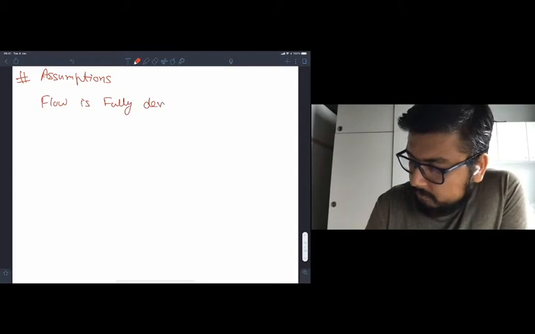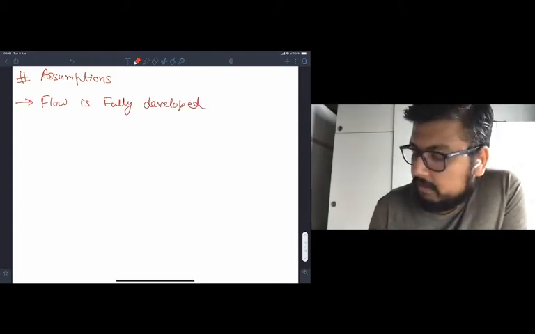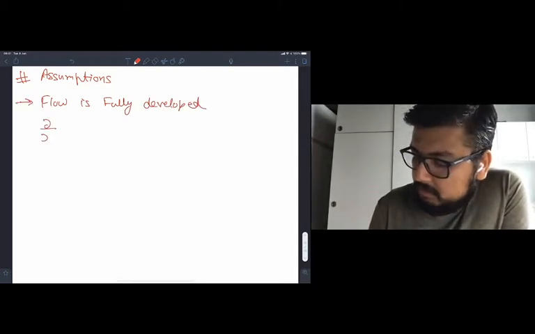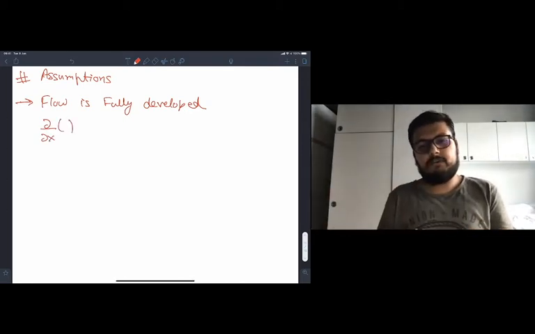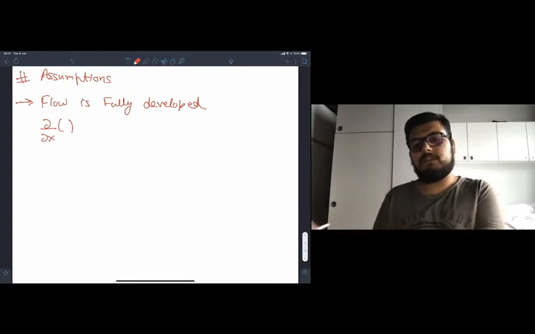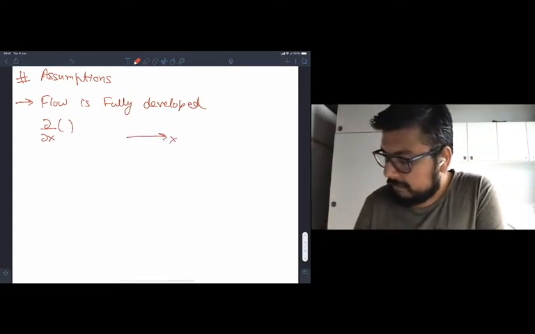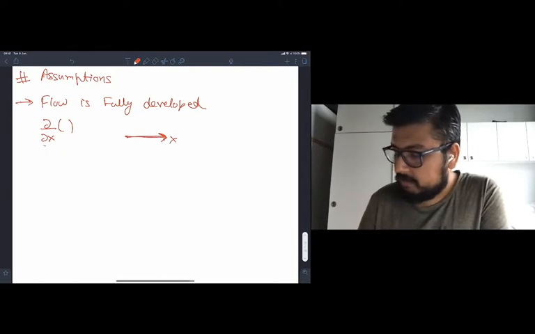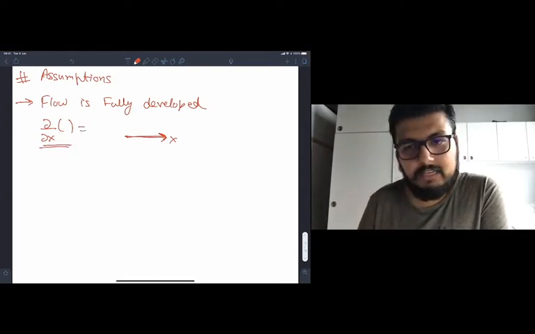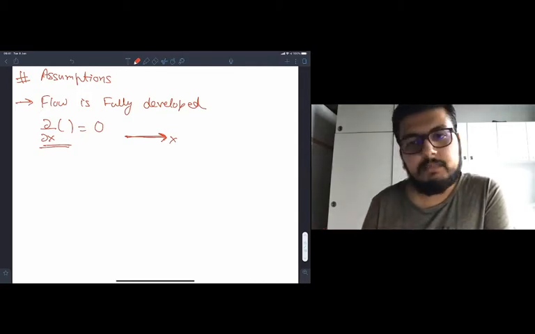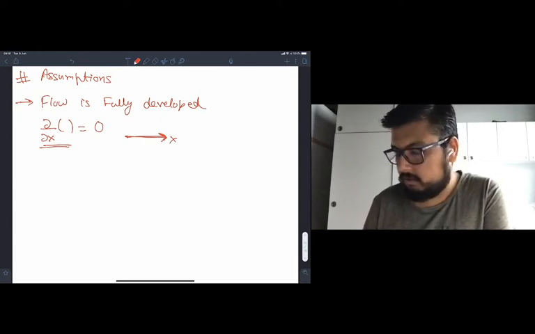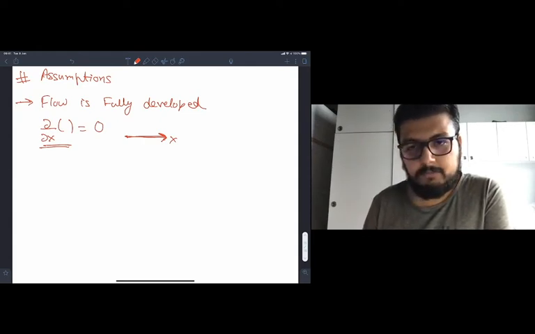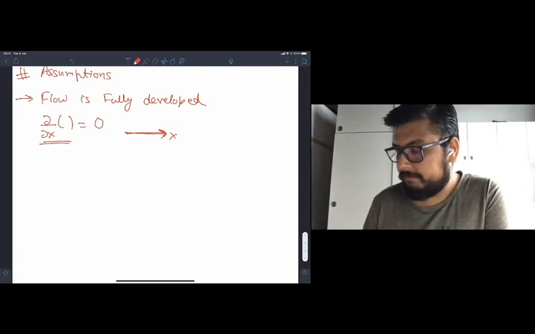fully developed. What does that mean? It means that there won't be any horizontal variation in the flow. So the flow will be invariant in the horizontal direction. So if this is my x direction, then del by del x of any quantity is going to be 0. So that's one of the key assumptions that I'm going to make in order to arrive at the solutions for the processes that we are going to look at today.